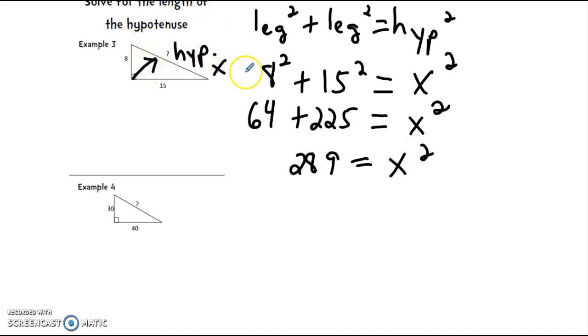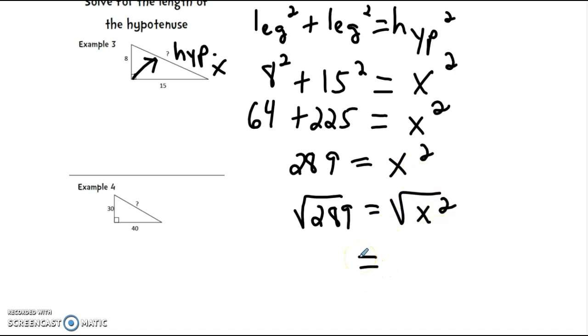That would be the area of the square. I don't want the area. I want the side length. So I'm going to have to take the square root of both sides. In A days, we talked about this. If you take the square root of something squared, you're just going to get that something. So the square root of x squared is just x. And the square root of 289 is 17. So the answer is 17 units.